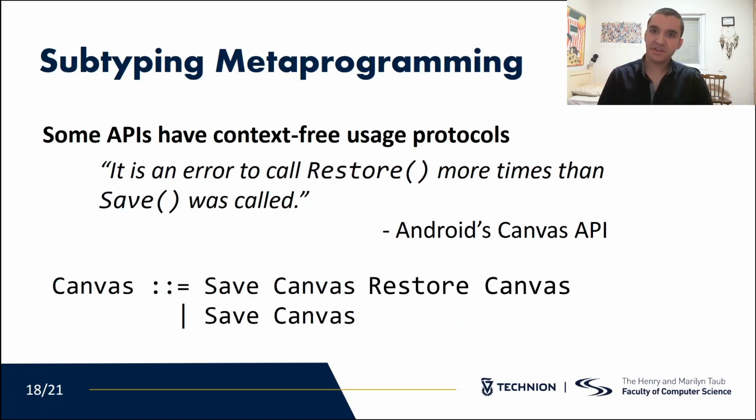Besides the theoretical contributions, I also investigated the metaprogramming potential of subtyping machines. Apparently, some APIs have context-free usage protocols. For example, the Android Canvas API states that it is an error to call restore more times than save was called. We can formally specify this protocol using context-free productions, as seen on the bottom of the slide.